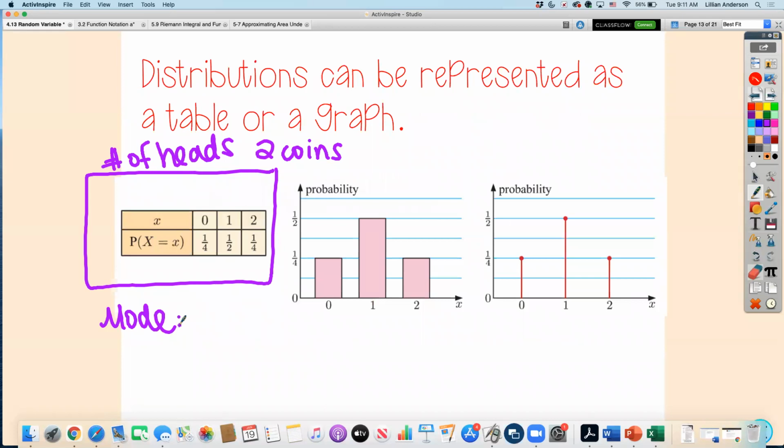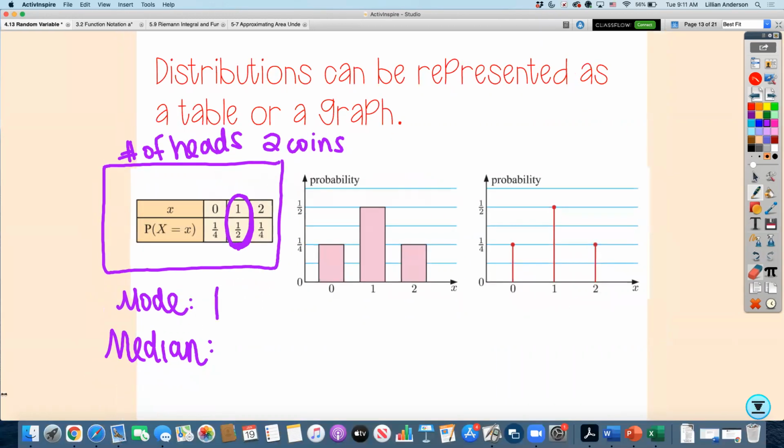It'll be 1, because it's the one that has the highest probability, and 1/2 is bigger than 1/4. The median would be the data value where the 50th percentile lies. Well, clearly it would not be 0 because that's your first 25%. At the end of 1, you're at 75% because you got 25% and 50%, that makes 75%. So the 50th percentile lies right here. So your median would also be 1.